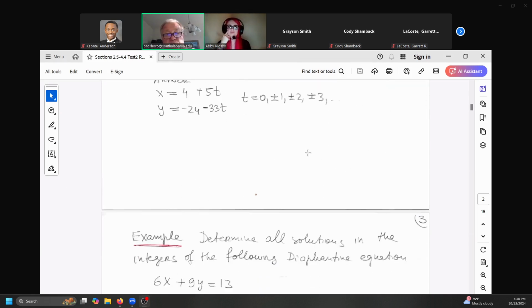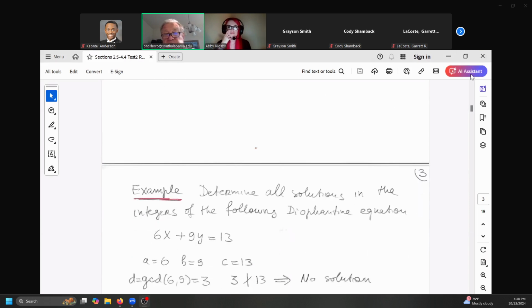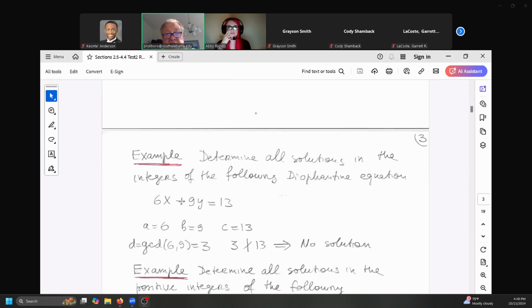Next example, where the solution does not exist. We can say immediately there is no solution. So let's see why. What is A? A equals 6. B equals 9. So we need to find the greatest common divisor of 6 and 9. This is 3. So the left-hand side is divisible by 3, but the right-hand side is 13, and 13 is not divisible by 3.